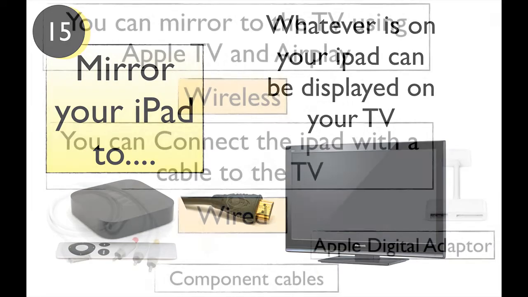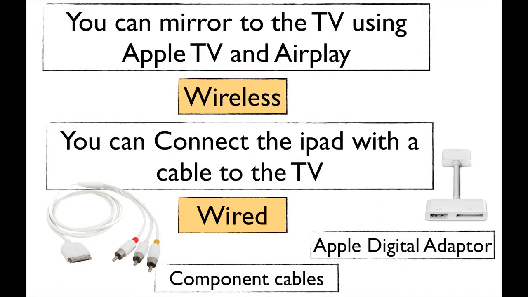So you can mirror to the TV using an Apple TV and AirPlay, that's wirelessly. And if you don't have an Apple TV, you can connect your iPad with a cable to the TV. So if you have an HDMI port on your TV, you go and get a digital adapter from the App Store, from the Apple Store, or from JB Hi-Fi have them, Myers have them, anywhere that sells Apple products.